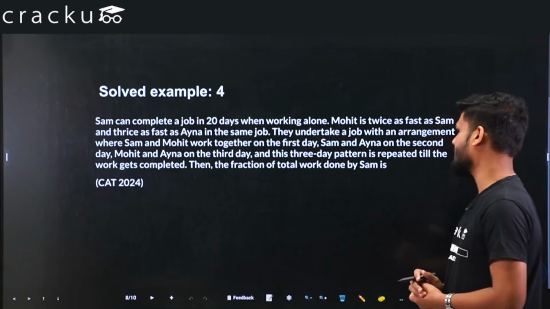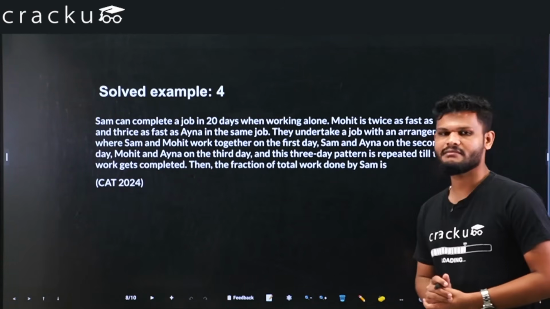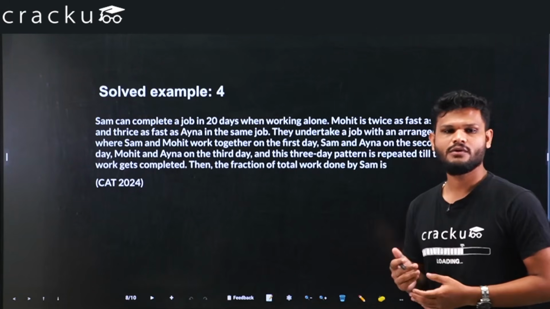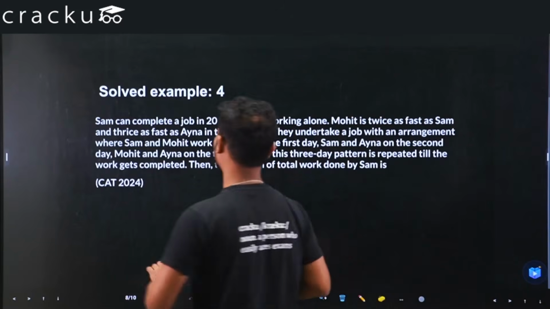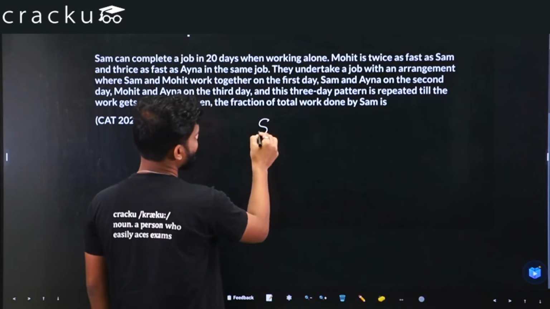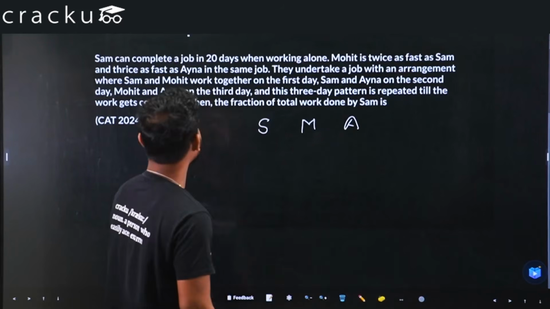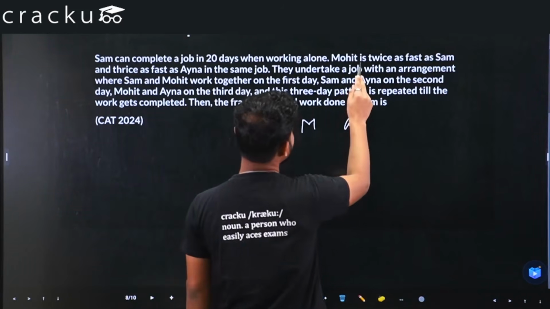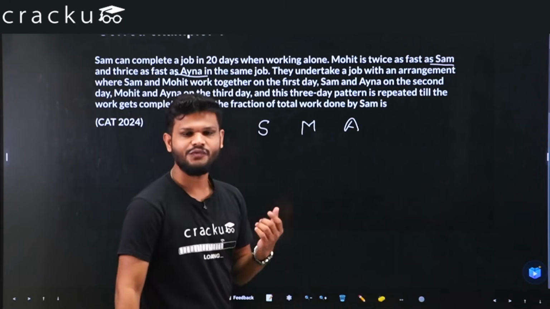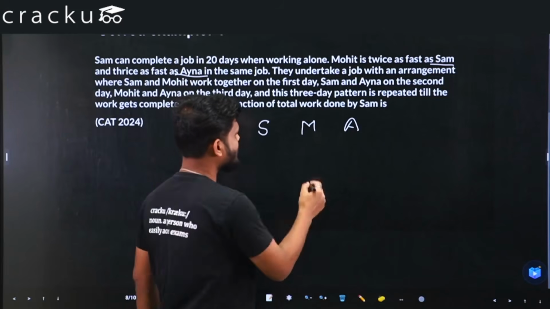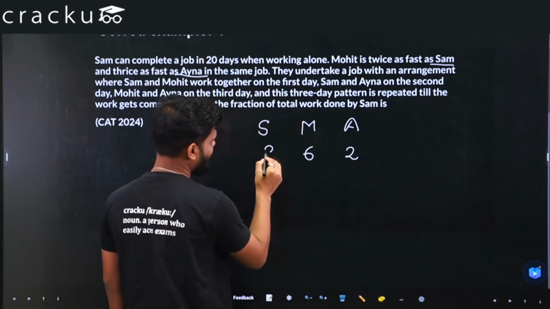And this 3-day pattern is repeated till the work gets completed. Then the fraction of total work done by Sam is what? Here also what will we do? We will just assume small numbers and then go forward. For example, we have Sam, Mohit and Ayana. It is told that Mohit is twice as efficient as Sam and thrice as efficient as Ayana. So we will assume the LCM of 2 and 3. So if Mohit is 6, Ayana will be 2 and Sam will be 3.